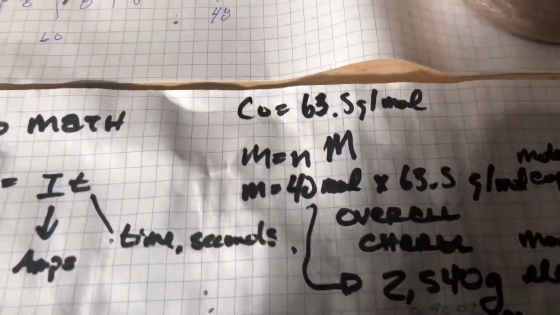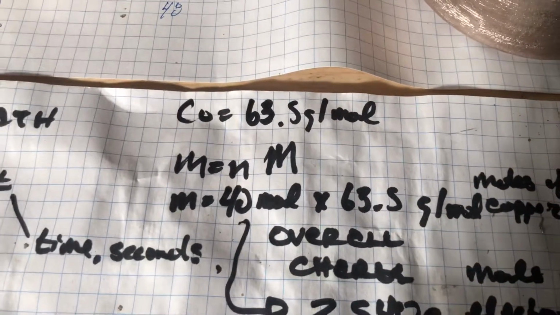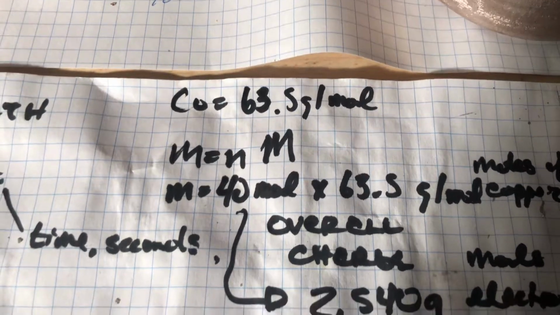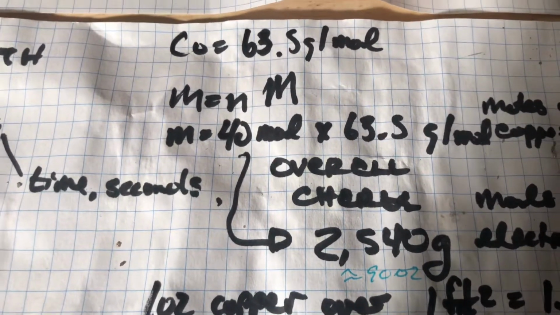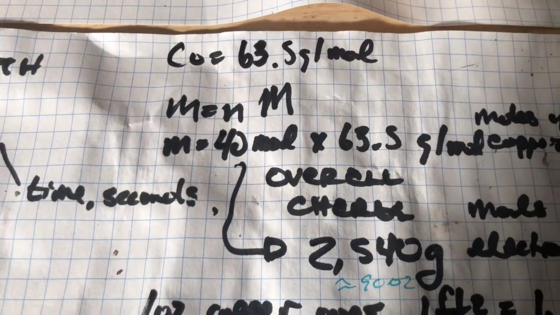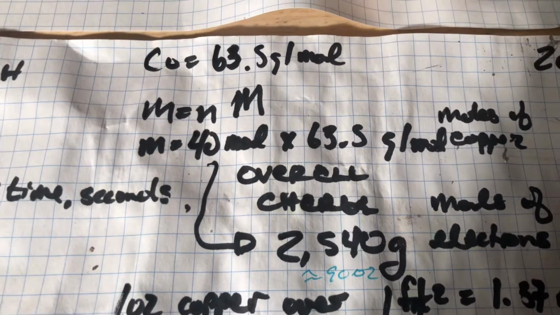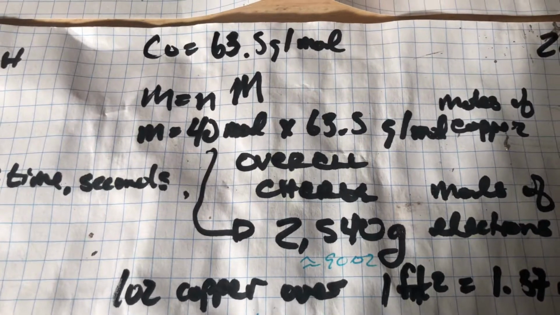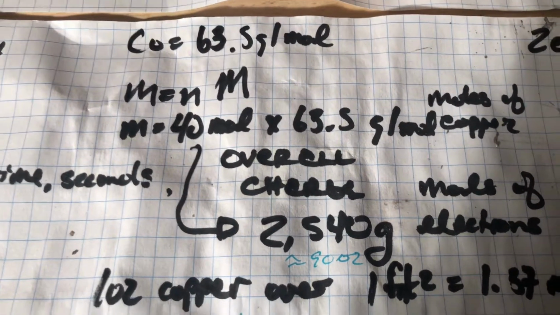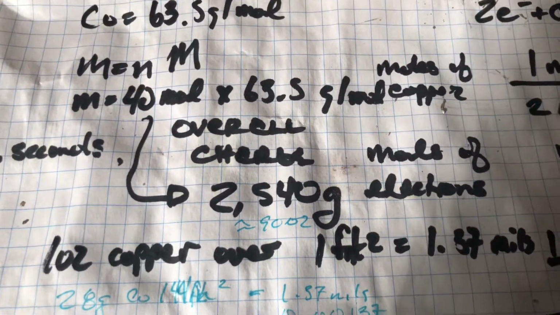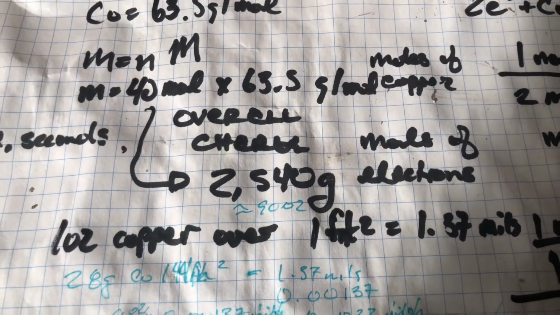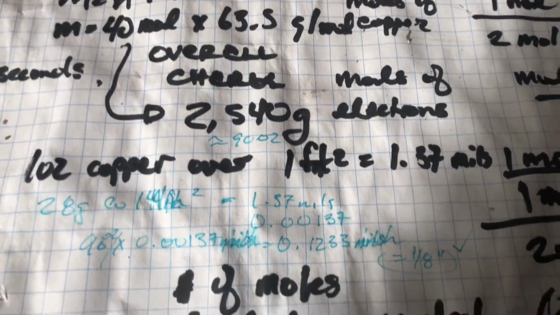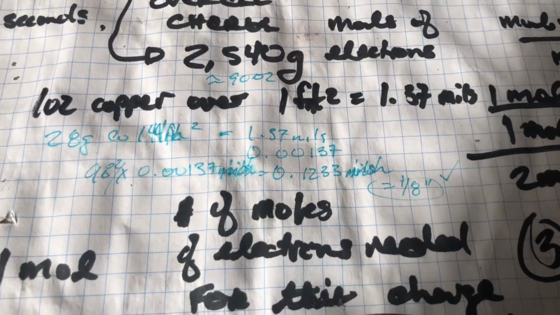Now, to determine the mass, take the molar mass of copper, 63.5 grams per mole, and multiply the number of moles of copper by the molar mass. That's 40 moles of copper by 63.5 grams per mole, which yields 2,540 grams of copper, which is approximately 90 ounces. And I found this calculation online.